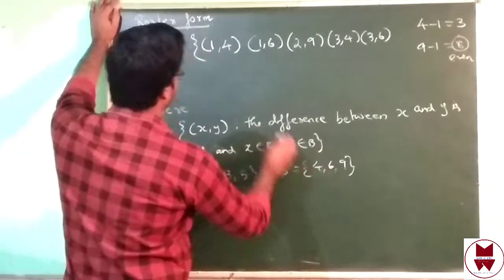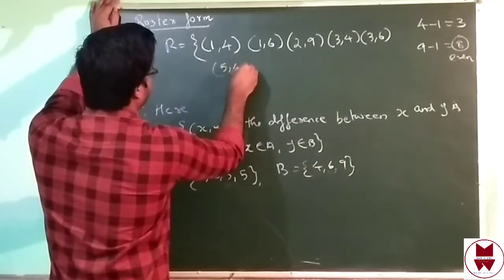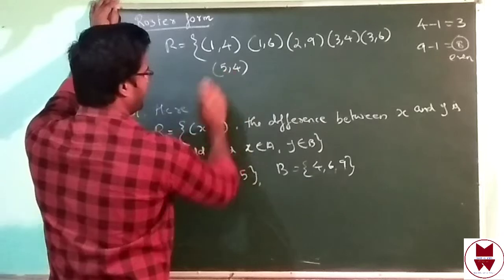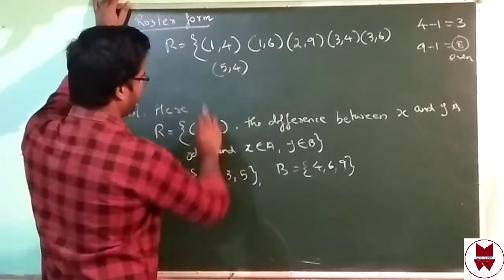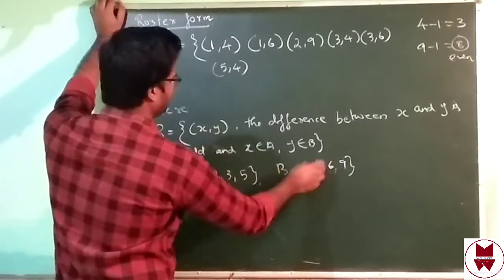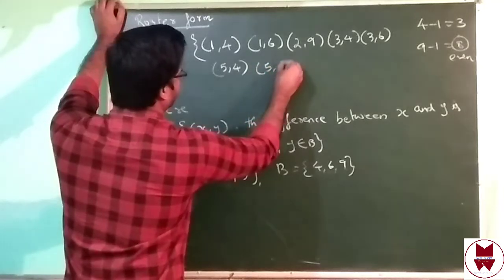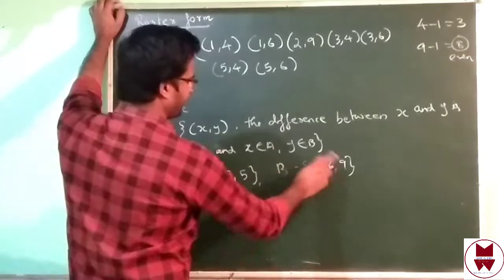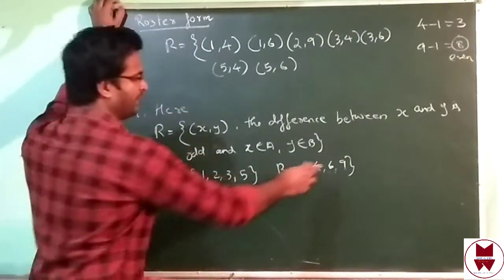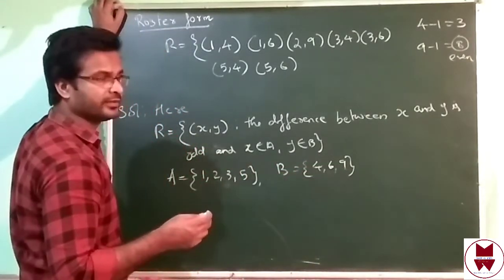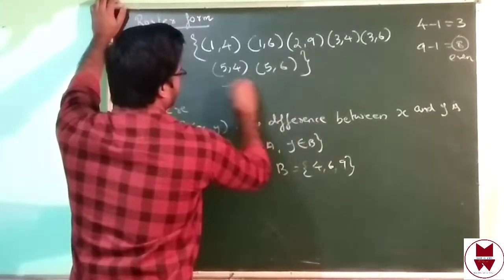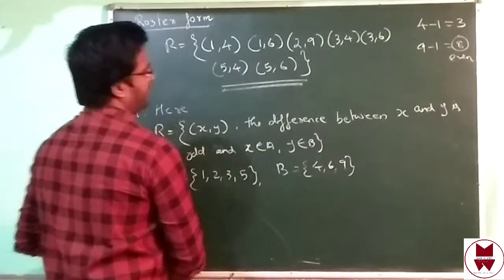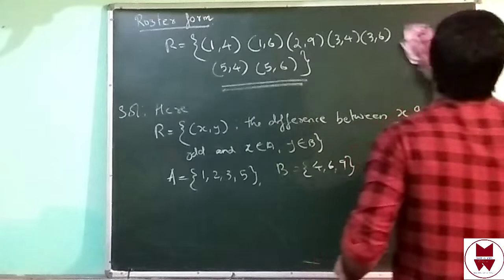Then 5, 4: 5 minus 4, you will get 1. 1 is an odd number. 5, 6: 6 minus 5, you will get 1. Then 5, 9. We cannot do it because 9 minus 5 is 4. 4 is an even number. This is our relation in roster form.